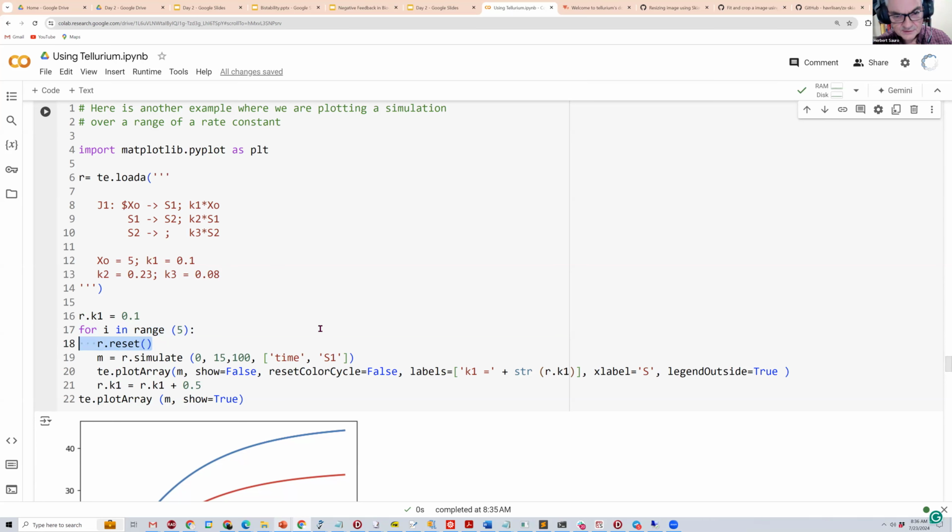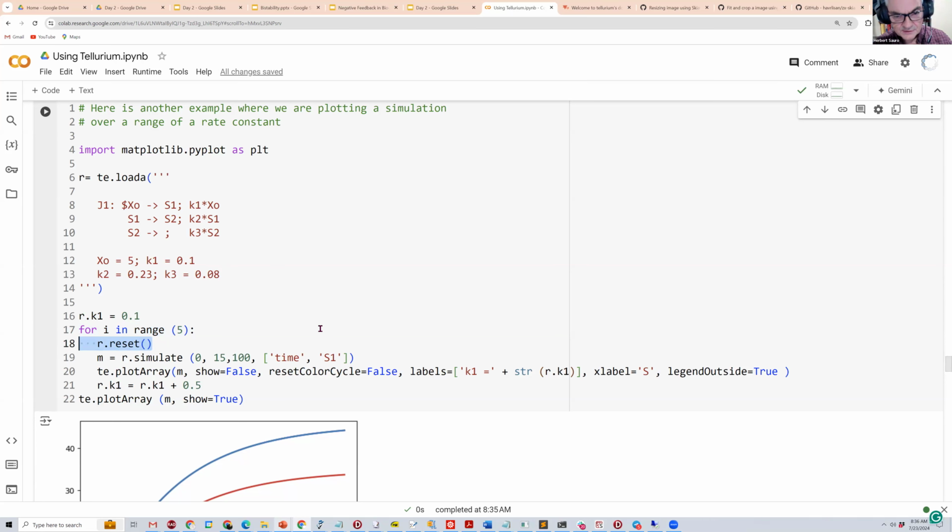All right, so I got 5 different simulations at 5 different K values. I want to emphasize this reset here because that's really important for this particular simulation. If I don't have reset, let's take it out and I run, you'll get something that looks very different.